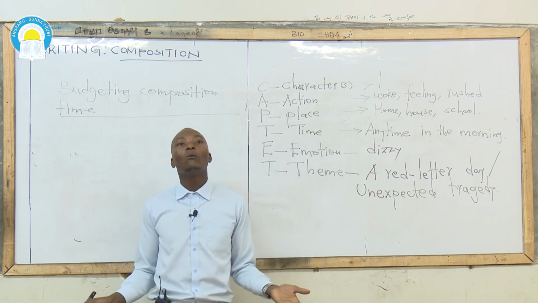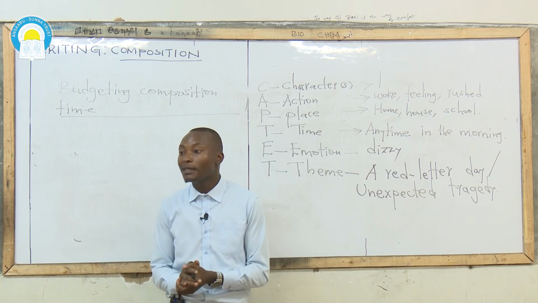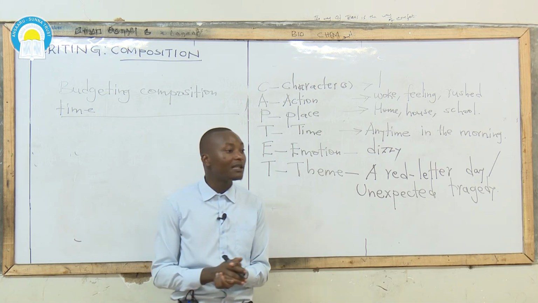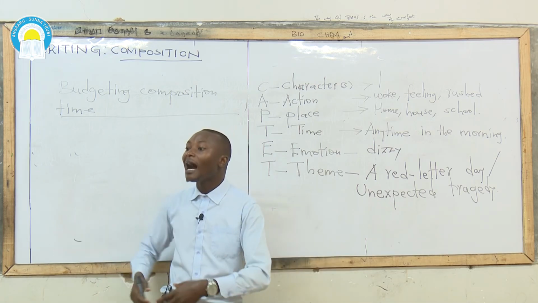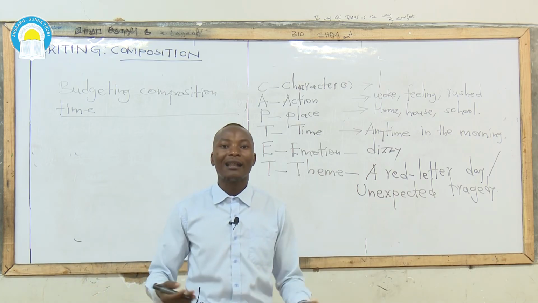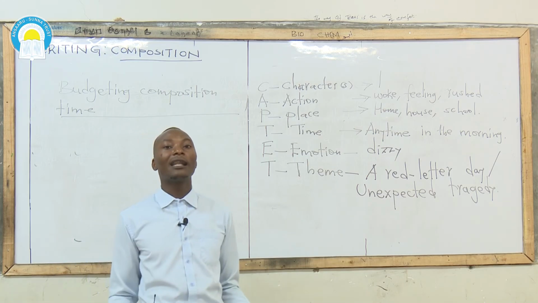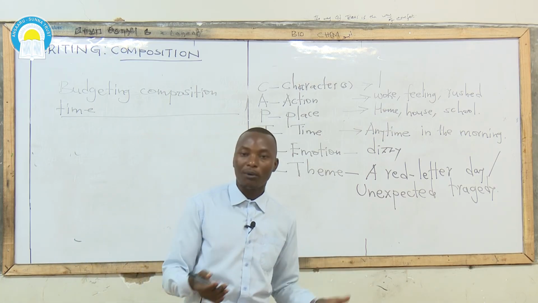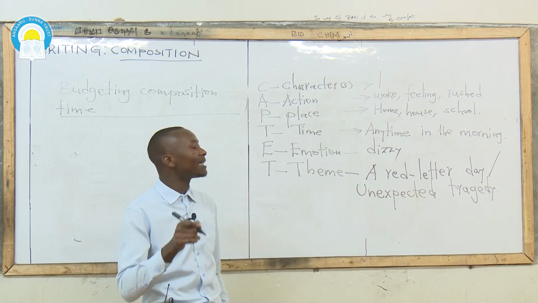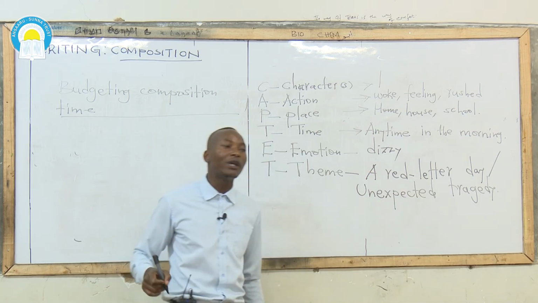Then the student will be wasting time looking at the roof, thinking of what to write, looking at the supervisor, looking at the invigilators, looking at the other students. As he does this, time waits for no man. Time will be moving on. And as a result, the 40 minutes will be exhausted before the learner finishes the composition. So it is very important that the learner budgets the 40 minutes appropriately. And this is how I want to do it.